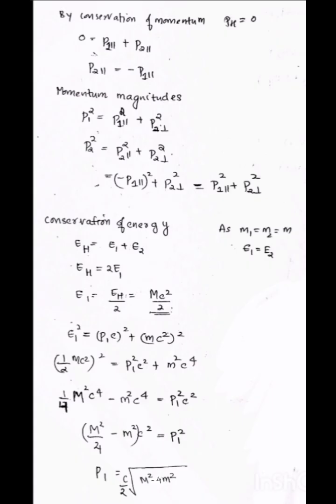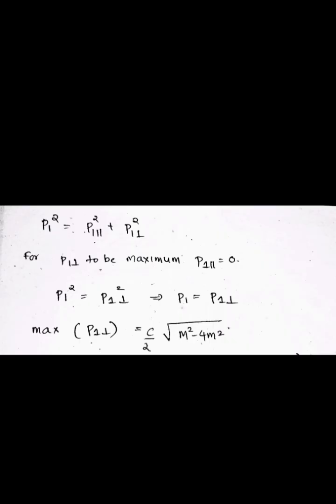And we know that E1 square is equal to P1C the whole square plus mC square the whole square. That is, half MC square the whole square is equal to P1 square C square plus m square C raised to 4. That is, 1 by 4 M square C raised to 4 minus m square C raised to 4 is equal to P1 square C square. That is, M square by 4 minus m square, the whole into C square, is equal to P1 square. That is, P1 is equal to C by 2 square root over M square minus 4m square.